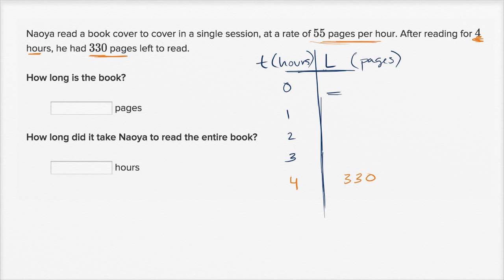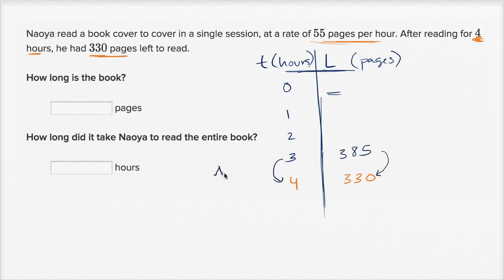Well, remember, every hour that goes by, he has read 55 pages. Remember, this 330 isn't how many pages he's read, this is how many he has left to read. So after every hour, he has 55 fewer pages to read. So at 3 hours, he should have 55 more pages to read. So at 3 hours, 330 plus 55 would be 385. And let's see whether this makes sense.